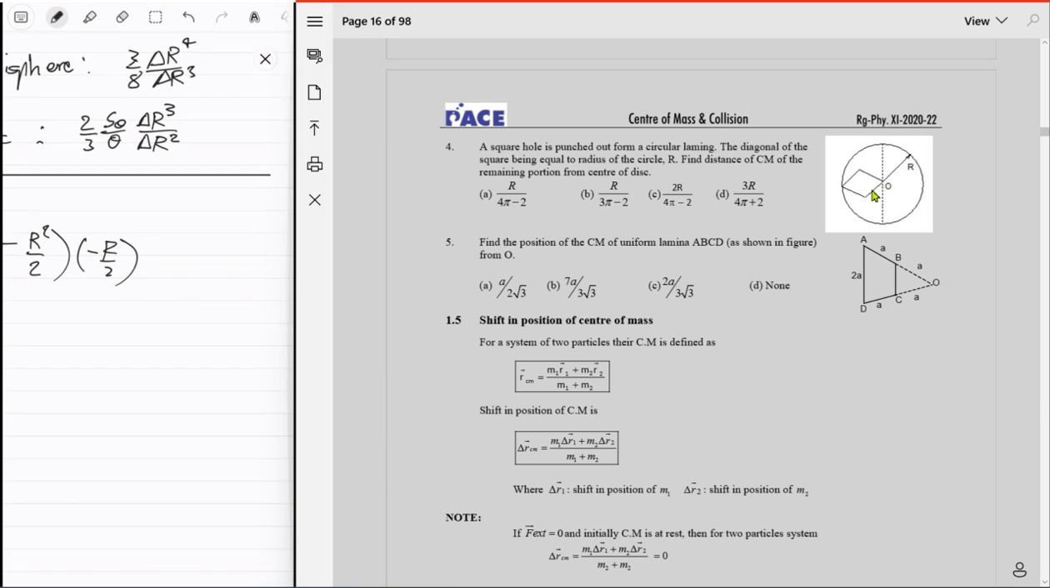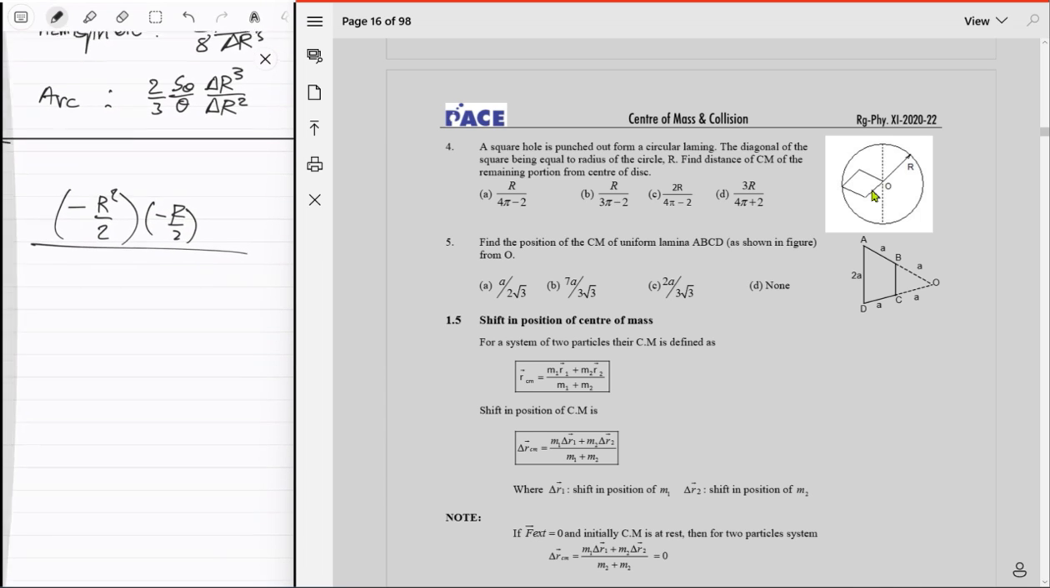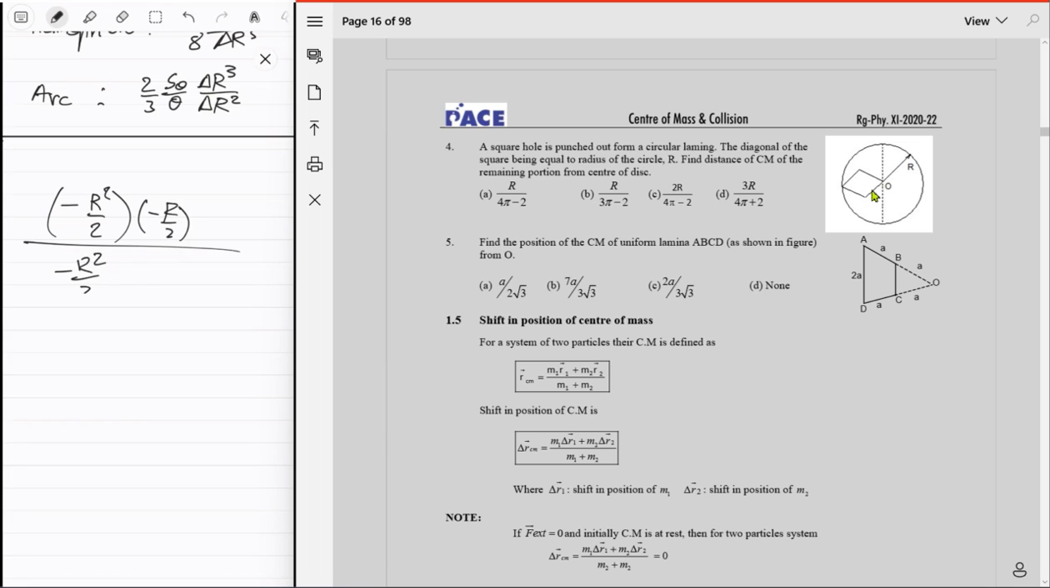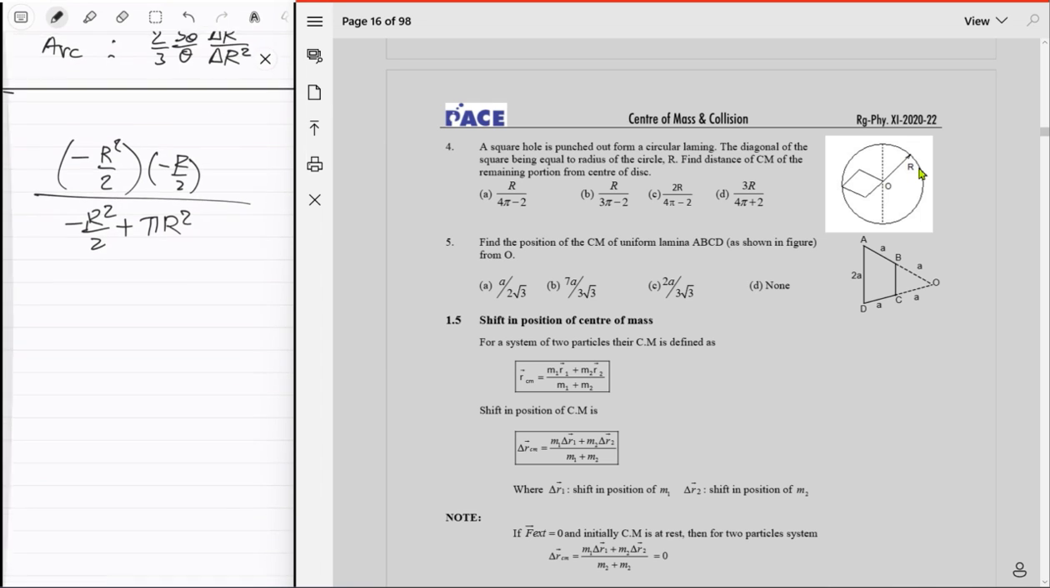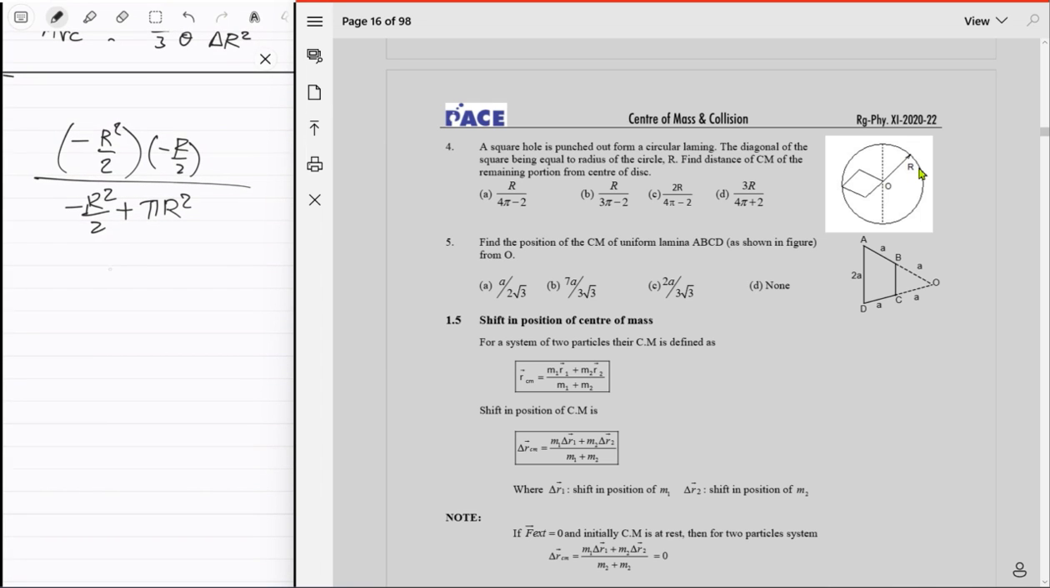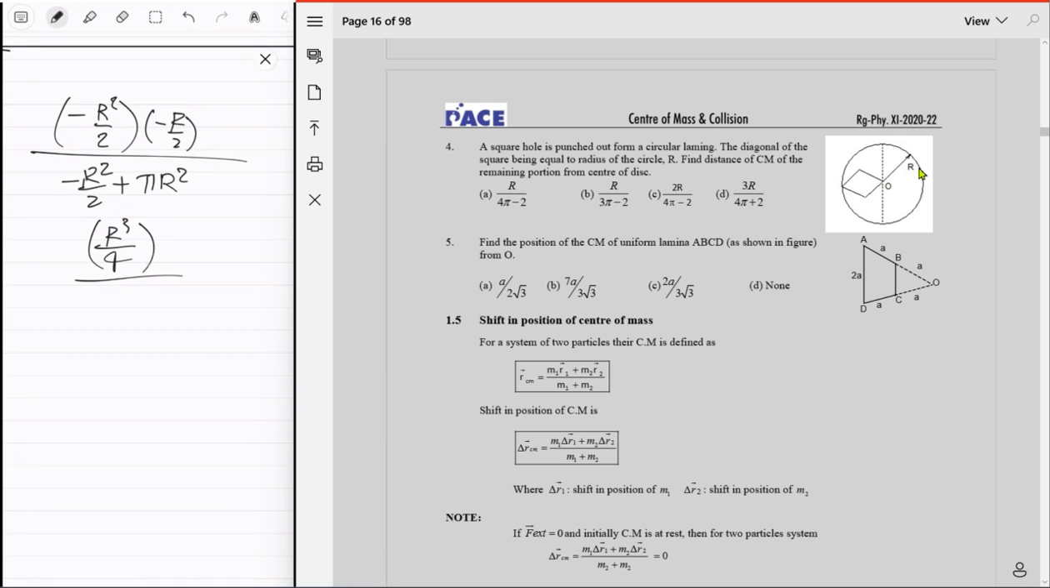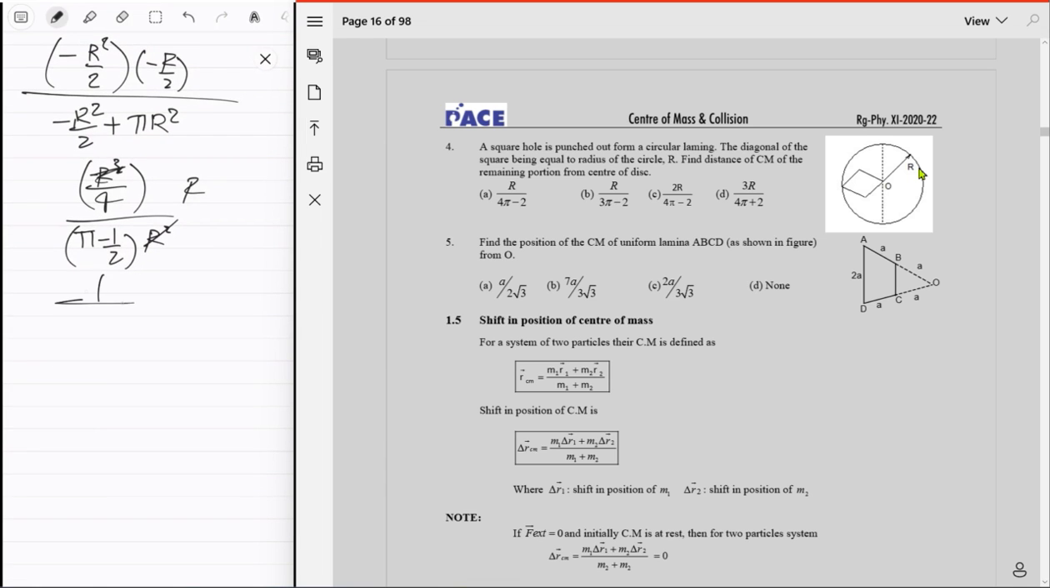Then for this guy, that's 0 anyway, right? Its R vector is 0. Then just have this thing, negative R squared upon 2, plus the mass of this guy, which is proportional to pi r squared, but whatever, you get the thing. So what do you get? Just get r cubed upon 4 upon pi minus 1 upon 2 r squared. So this cancels, just r over there. So 1 upon 2 times 2 pi minus 1. Did I do it correctly? Yes, I think I did.